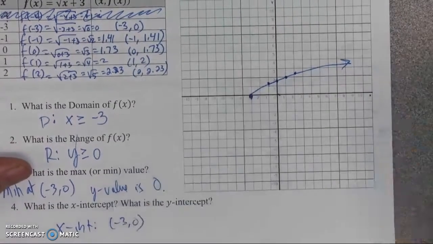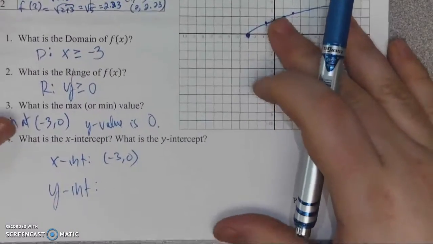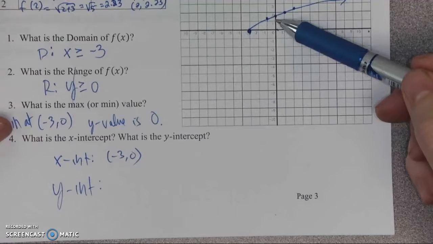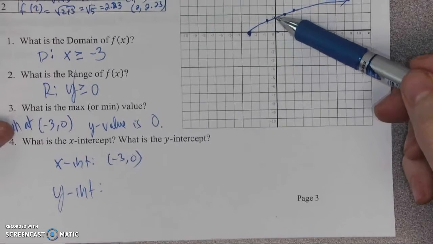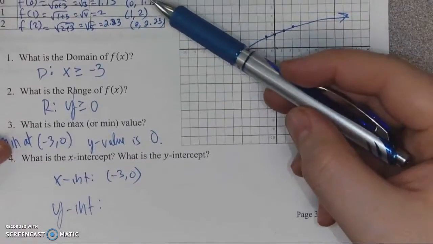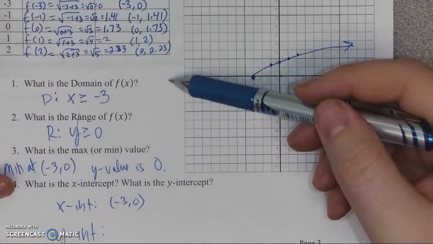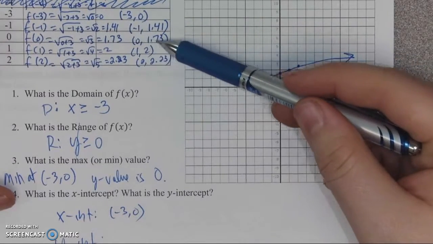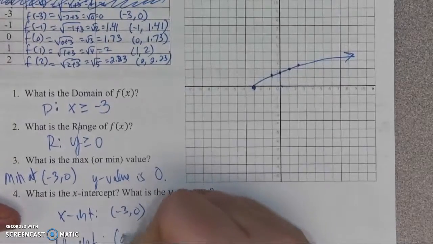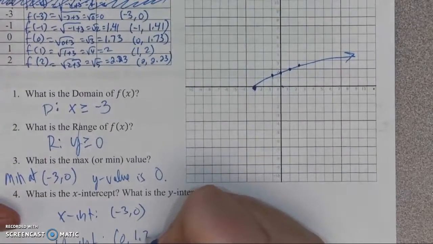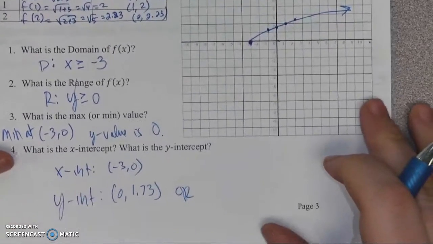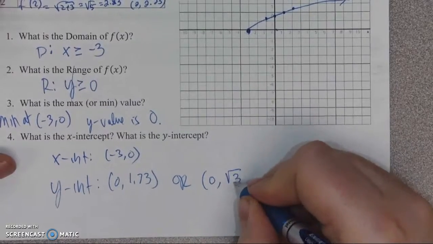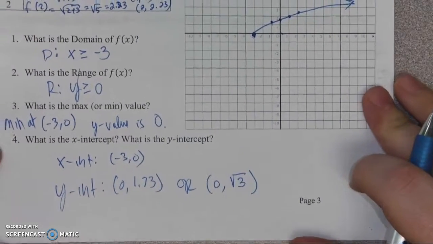Your y-intercept, again, where does this hit the y-axis? If you go up, it looks like it's just under 2. So let's refer back to our table for this one. Where is x equal to 0? That's my y-intercept. So if I would go down my list looking for x equal to 0, looks like it's right here. So 0, comma 1.73, or you could be really specific with it and say the point 0, comma square root of 3. Either of those would be acceptable.